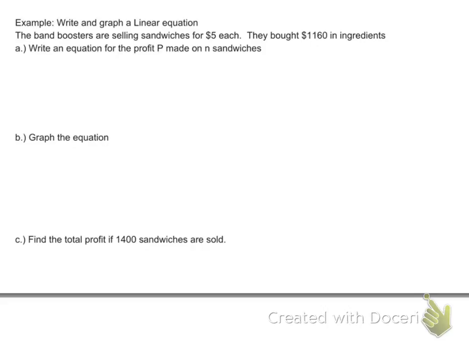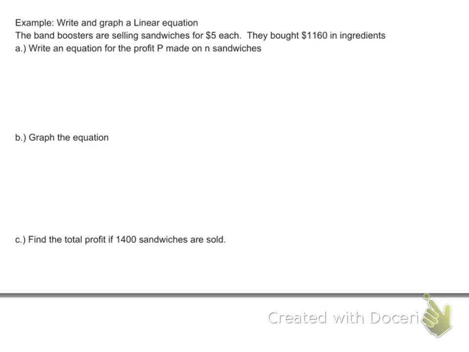And the last problem we're going to talk about is the band boosters selling sandwiches for $5 each. They bought $1,160 in ingredients. I want you to write an equation for the profit P made on N sandwiches. I want you then to graph that equation and then find out how much money they make if they were able to sell 1,400 sandwiches out of that amount of materials or ingredients.